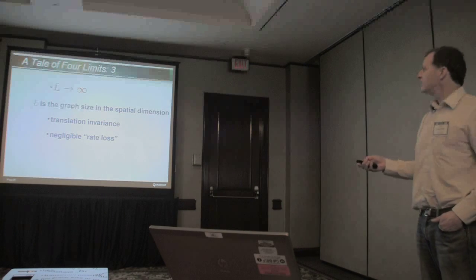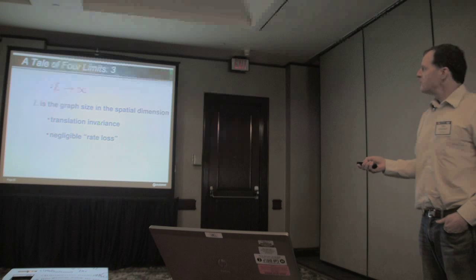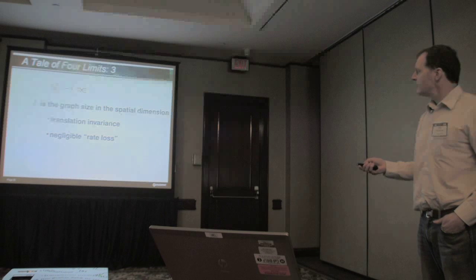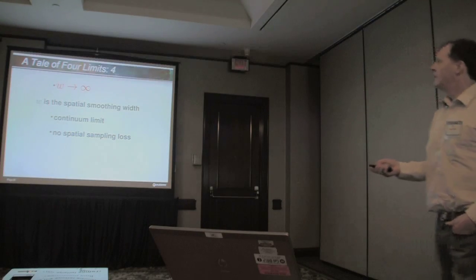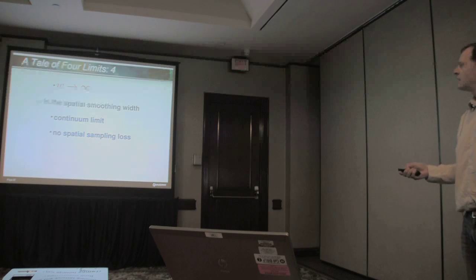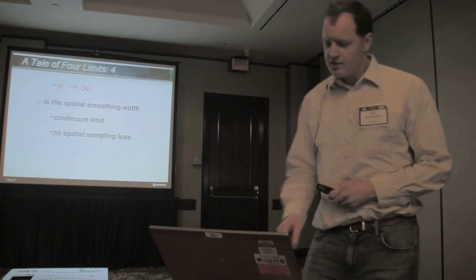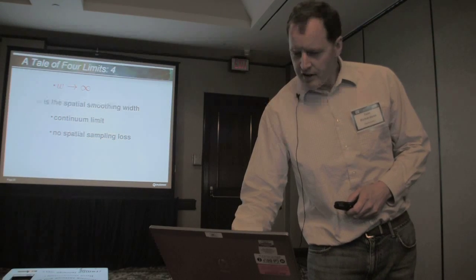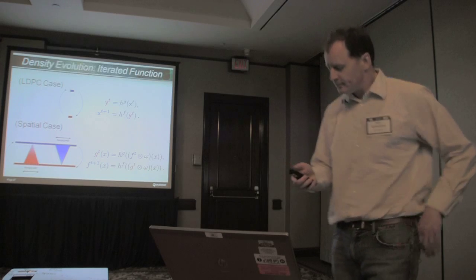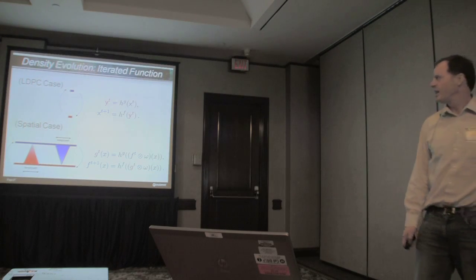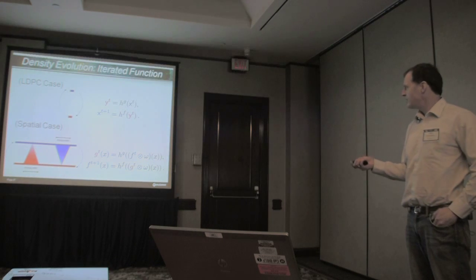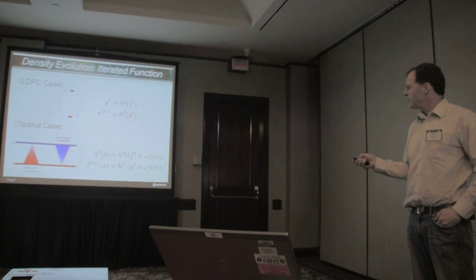Next limit is the length going to infinity. As I mentioned before, we need this to get translation invariance and to get rid of the rate loss. And the fourth one was the spatial coupling width going to infinity. This gives us a continuum limit, and so we avoid what I call sampling loss, spatial sampling loss. Now, in the limit, after we take all these limits, we get this kind of simple iterative function space understanding of density evolution. So here I'm just showing the LDPC case.